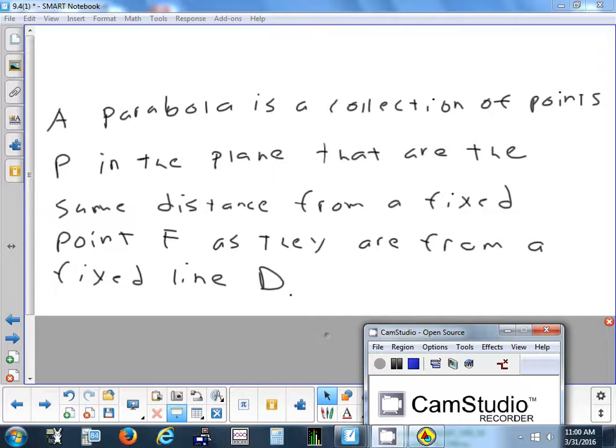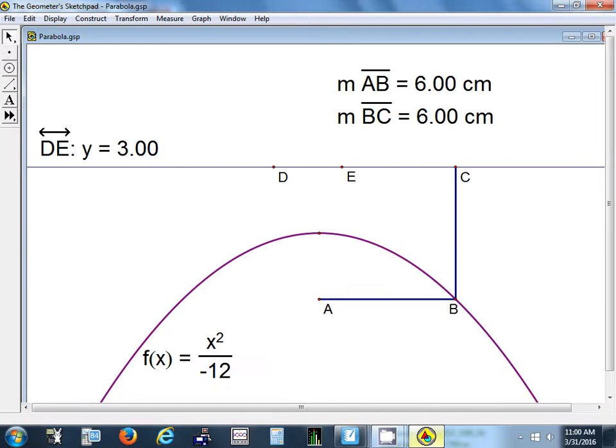Okay, and I think the easiest thing is just to show you with something I can move around on the screen that's a parabola. All right, so what I have here is a parabola. Okay, it's a specific one. And point B is a point on the parabola. This line up here is what I call D in the definition. And A, in the definition I used F. So I'm going to measure the distance from a point on the parabola to point A, and then the point on the parabola to that line.